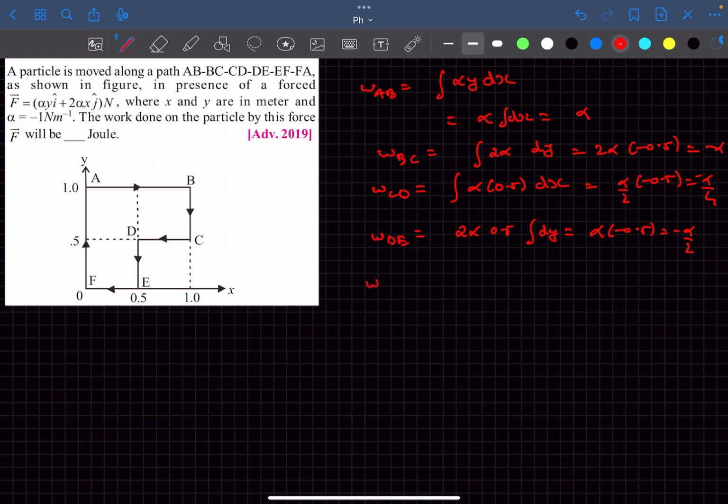Also now the work done from E to F, the displacement is along the x direction. So this would be integral alpha y dx. Now clearly the y value for this path is 0. So the work done will be 0 in this case. And finally the work done along the last path will also be 0 because the x coordinate is 0. So our final answer is minus 3 alpha by 4, which would be 3 by 4 joules.